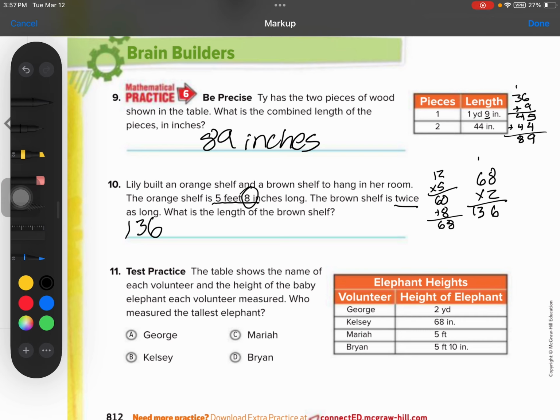So now we have to take 136 and divide it by 12 to find out how many feet and inches are there. Okay, so 12 will go into 13 one time. 1 times 12 is 12. 1 left over, and there's 16. 12 will go into 16 one time. 1 times 12 is 12. And then there's 4 left over. Remainder 4. So I have 11 feet, 4 inches.